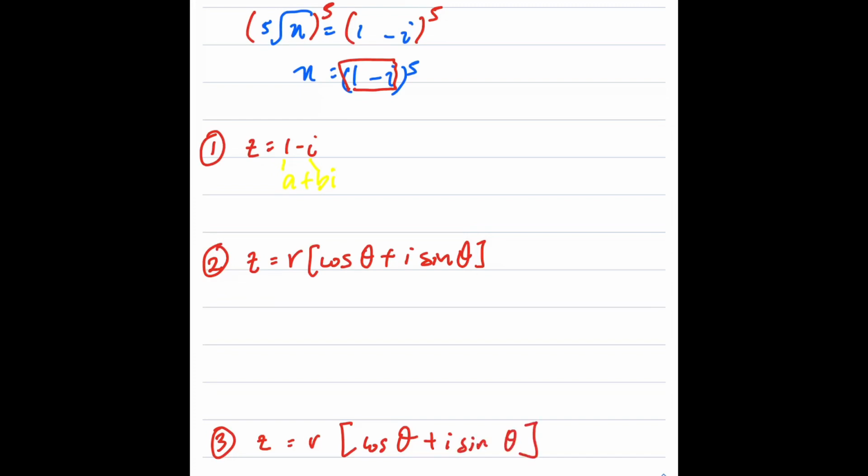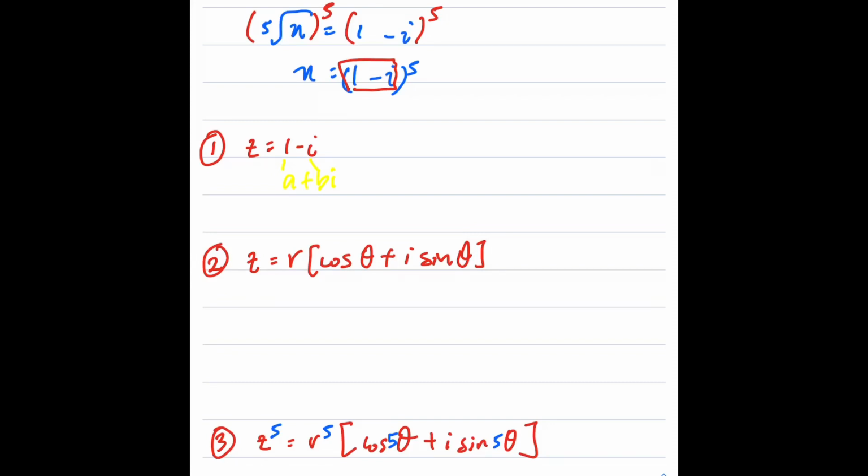So what is the formula of De Moivre's theorem for powers? From the polar form, z equals r cos theta plus i sine theta. When we want to take the power of 5, the formula is we take the power of 5 on our r, and we also multiply 5 towards our argument. So the formula of De Moivre's theorem for z to the power of 5 is z to the power of 5 equals r to the power of 5 in bracket cos 5 times theta plus i sine 5 times theta.